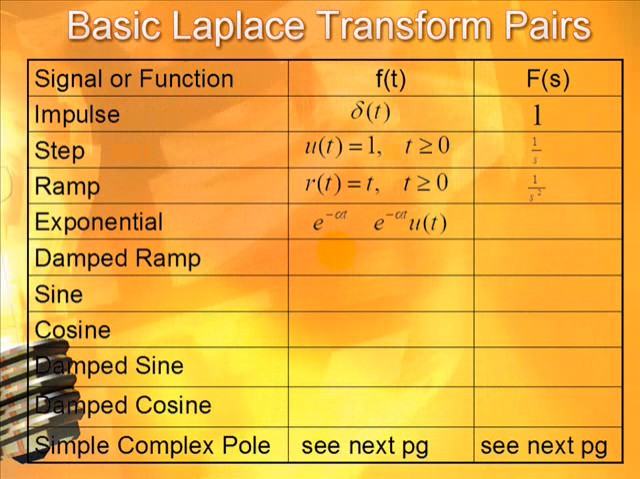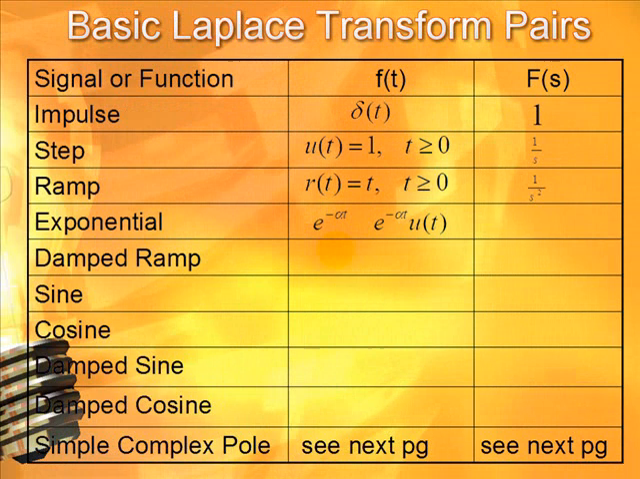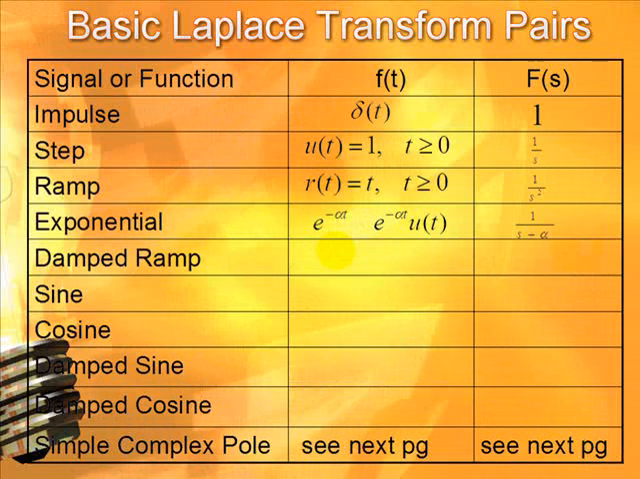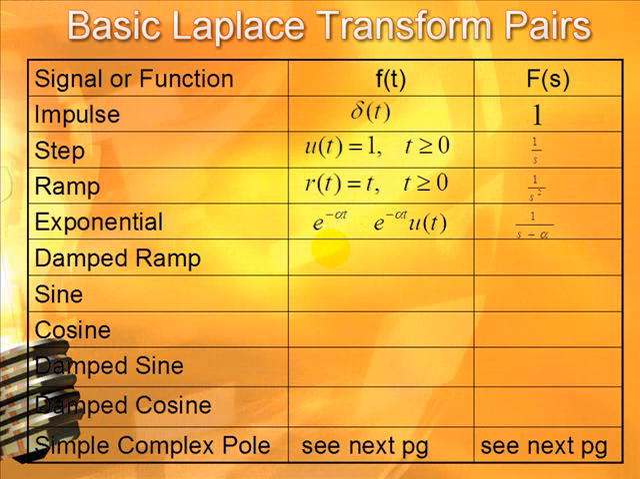Now we come to the exponential, e to the minus alpha t. Here we have the unit step multiplied just to show that this exponential exists for t greater than or equal to 0. And we saw that the Laplace transform is 1 over s plus alpha. And for the case when alpha is equal to 0, that leads to a step, which makes sense because when you substitute alpha equals 0 in the time domain, you basically have a step function.